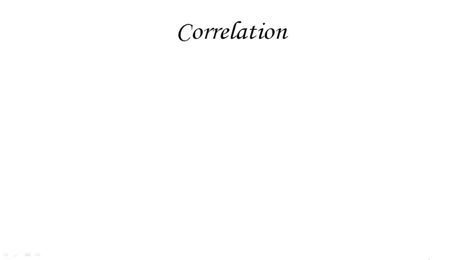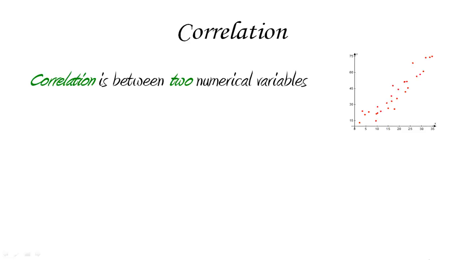So the first thing to be said about correlation is that it is something that we analyze between two numerical variables, right? You see here a scatter plot. We're going to shortly see the importance of scatter plots in correlation analysis. But the first thing you notice about a scatter plot is that it involves two variables.